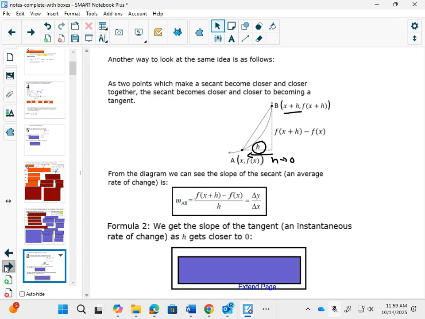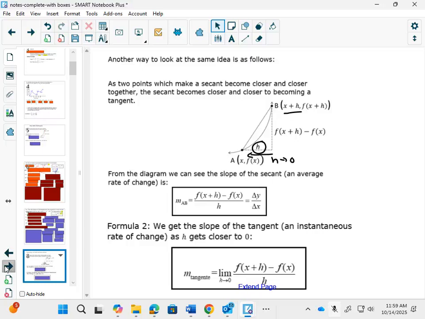If the horizontal distance gets smaller and smaller, then the secant line will get closer and closer to the tangent. So our secant line's change in y is still f of x plus h minus f of x. But now this distance is just h. And if we make the limit as h goes to 0, we get the instantaneous rate of change or the slope of the tangent. And of the two formulas, I would say formula number 2 here is more famous. This is your classic derivative formula.